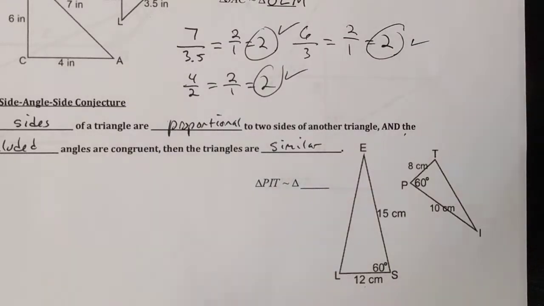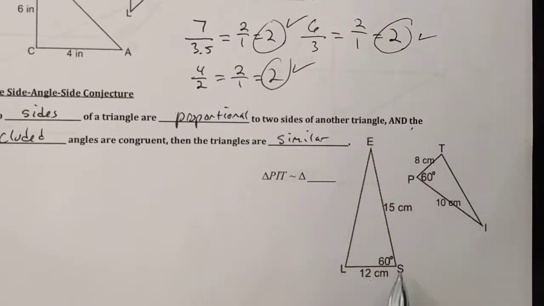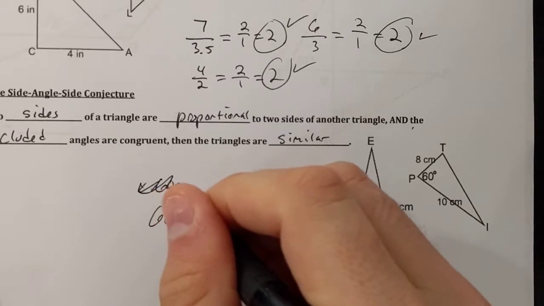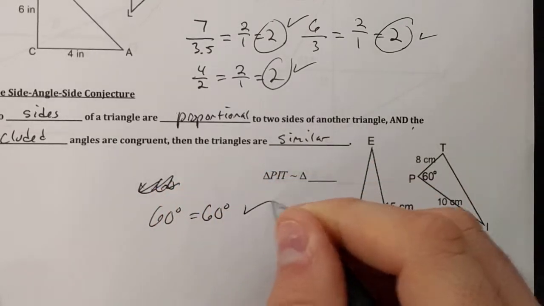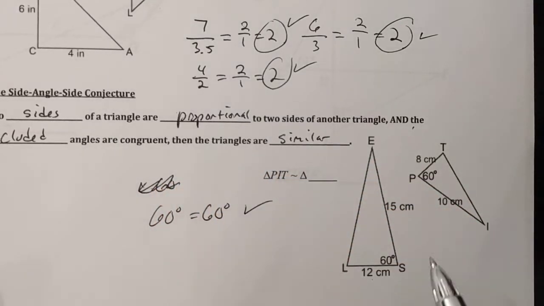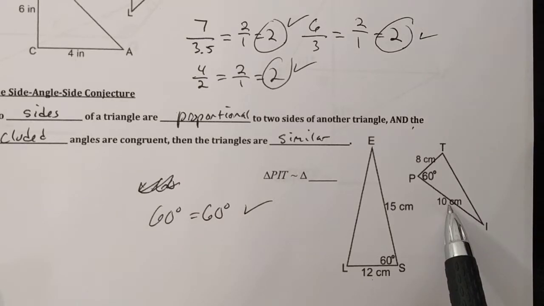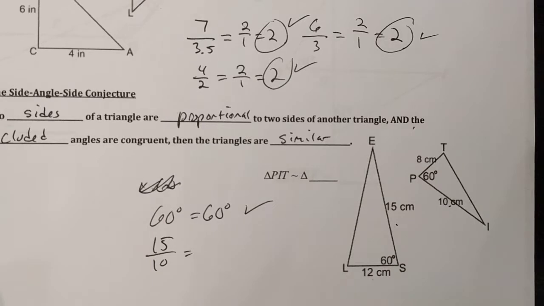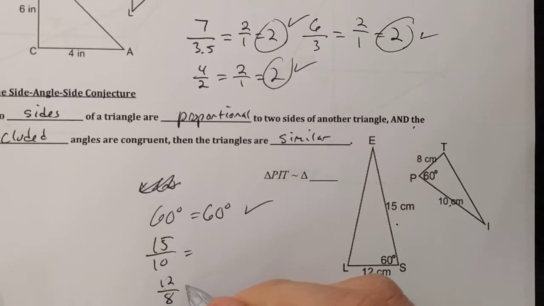So what we're going to do is check to see if the angles are congruent, and see if the two sides are proportional. So first of all, the angles are congruent. So 60 degrees does equal 60 degrees, so we're good there. Let's check the sides now. The bigger side is 10 here, and then 15 here, so we're going to do big over small, and then 8 and 12 will correspond, so that's 12 over 8.